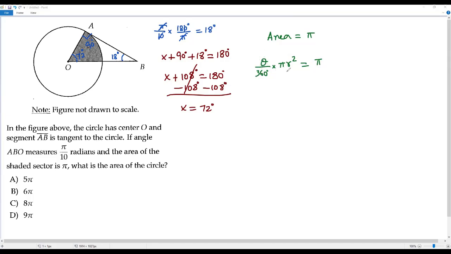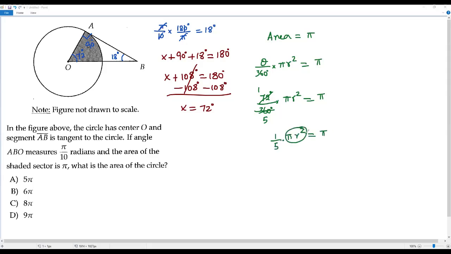We don't need to know the radius because according to the question we have to find the area of the circle. This expression, pi r squared, is the formula to find the area of a circle. So we have to solve for this expression pi r squared. Now let me plug in theta equals 72 degrees, the central angle of the sector. That is 72 degrees divided by 360 degrees times pi r squared equals pi. So 72 goes into 72 one time and 72 goes into 360 five times. So I'm getting 1 over 5 times pi r squared equals pi.